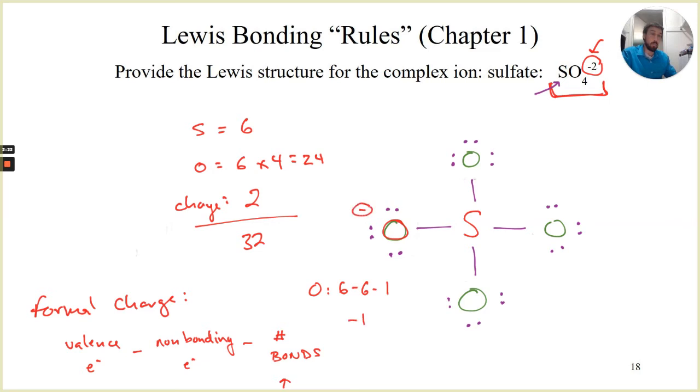I like to put the negative symbol and circle it so that I don't get it confused for, say, a bond or just random dots. If we are careful, we should note that every single one of those oxygens has the exact same system associated with it, so they would all be negative.